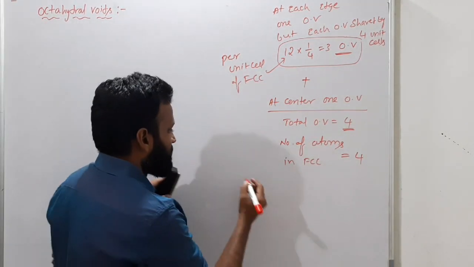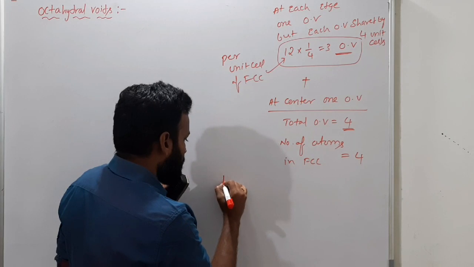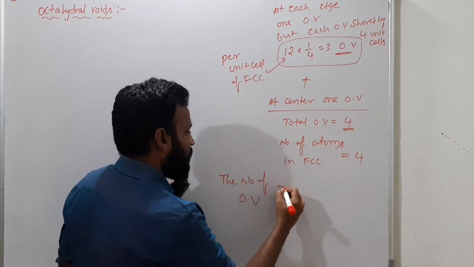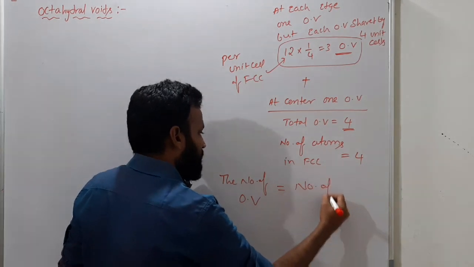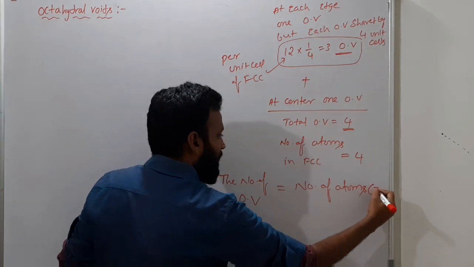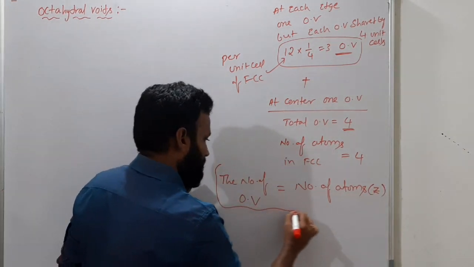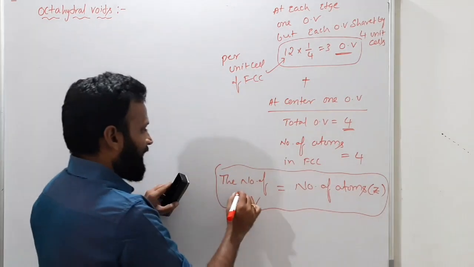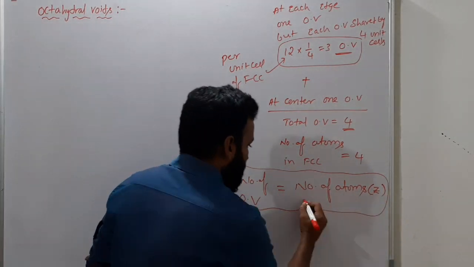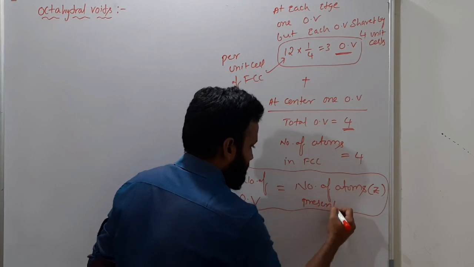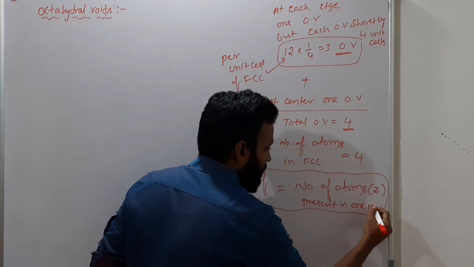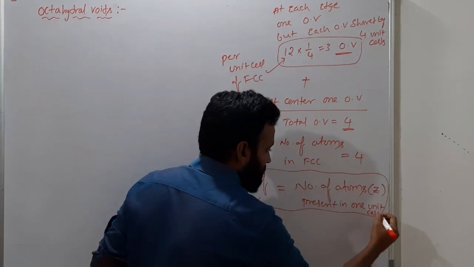From this, what can you understand? Finally, the conclusion: the number of octahedral voids is equal to the number of atoms. Number of atoms means the effective number of atoms. So this is very clear. The number of octahedral voids means the number of atoms present in one unit cell.